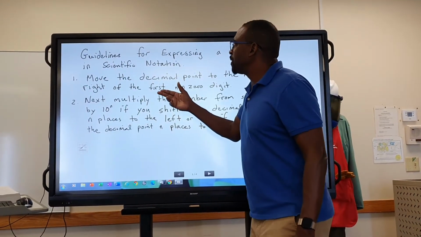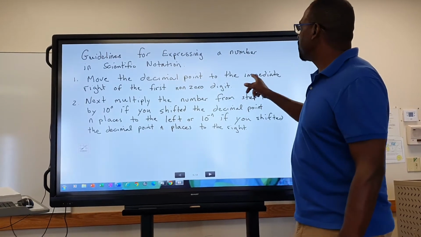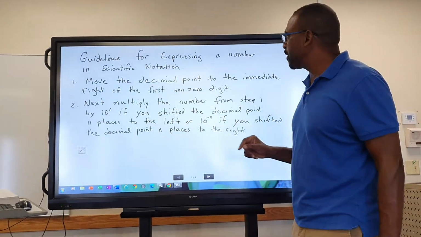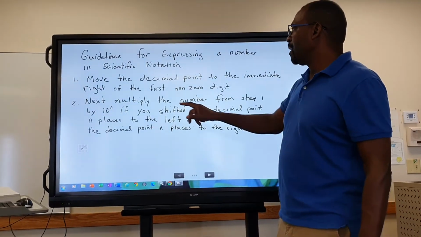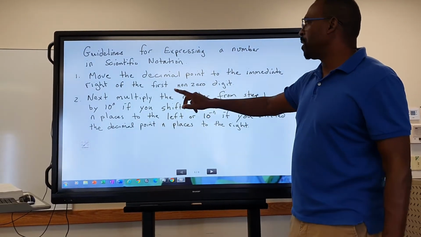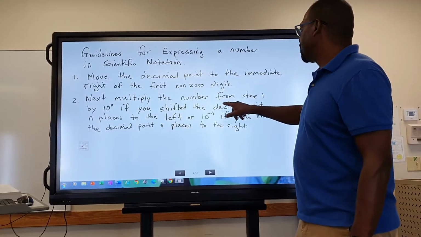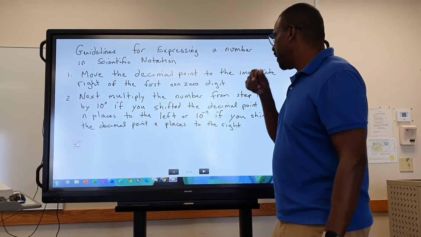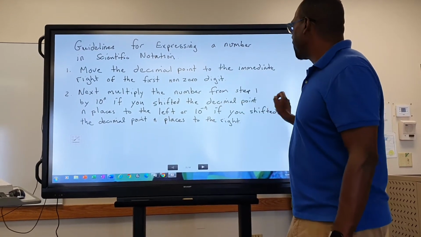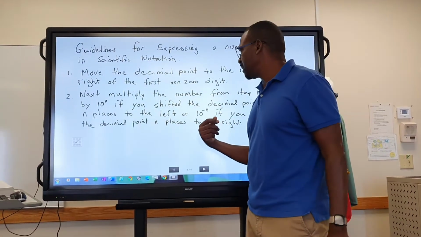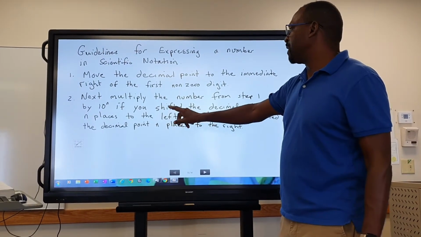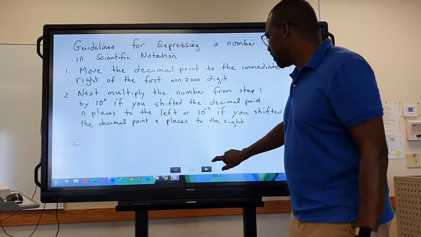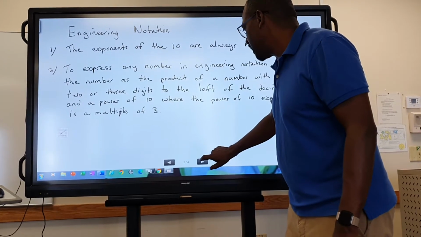So, the rules for scientific notation: you have to move the decimal point to the immediate right of the first non-zero digit. Next, you multiply the number from step 1 by 10 to the n if you shifted the decimal point n places to the left, or 10 to the negative n if you shifted the decimal point n places to the right. So this is an example of scientific notation.